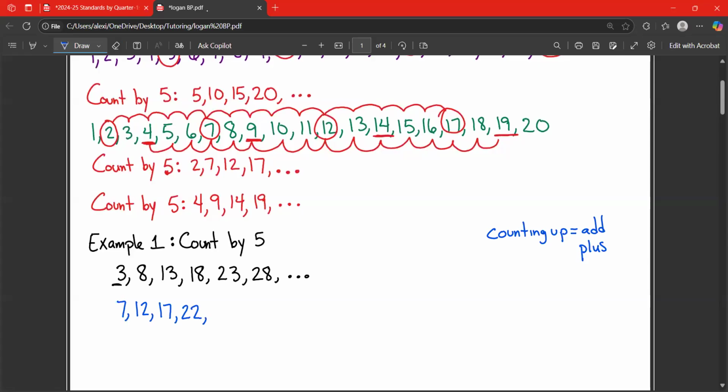Keep going. Close your fists, say 22. Count up 5. Did you get 27? Good job. Now let's see how far you can actually count. Close your fists, say 27. Count up 5.